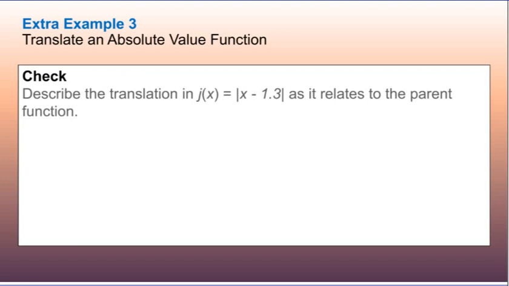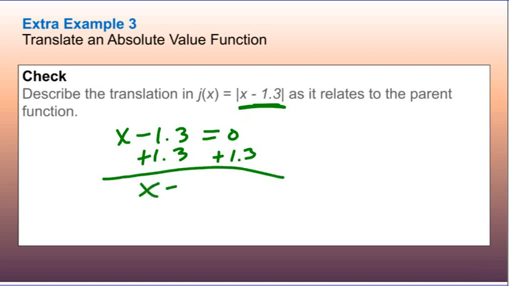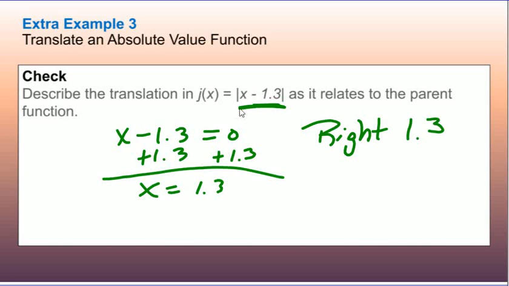Next, I have x minus 1.3. Describe the translation. This is in the absolute value, so I take x minus 1.3, set it equal to 0, and solve for x. So I add 1.3, and I have x equaling 1.3. That means I go to the right 1.3.